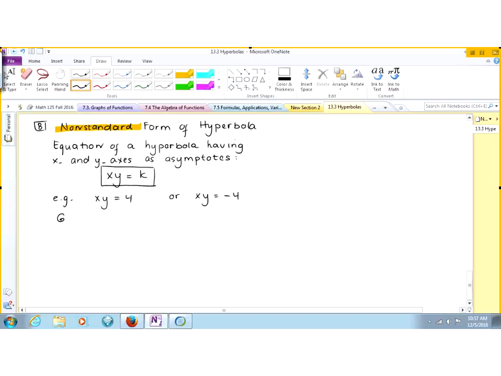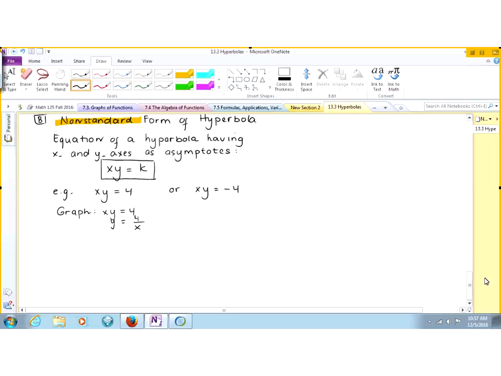So xy is equal to 4. How are we going to graph xy is equal to 4? Then you have a table, right? Oh, by the way, can I rewrite this? xy equals 4, so y is 4 over x. So then we could have a table. This is x, this is y, which is equal to 4 over x. And that's xy is equal to 4.